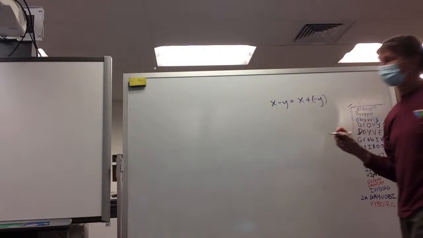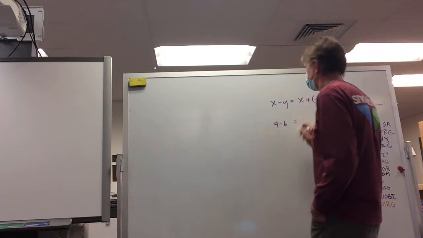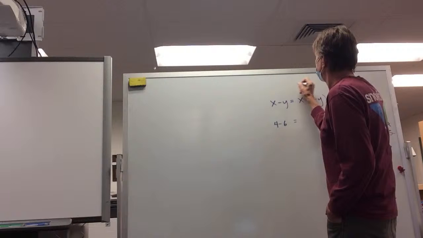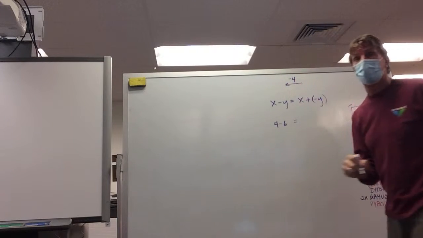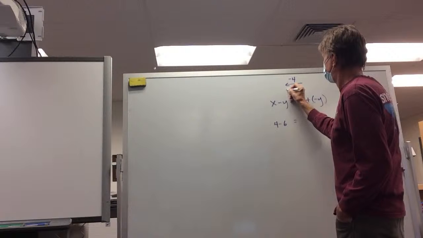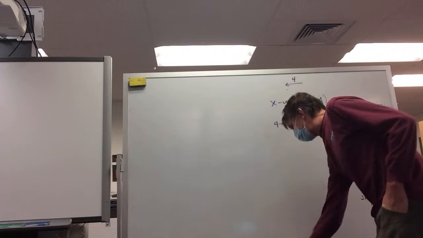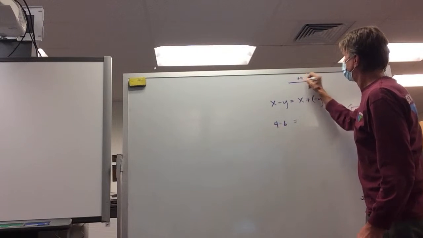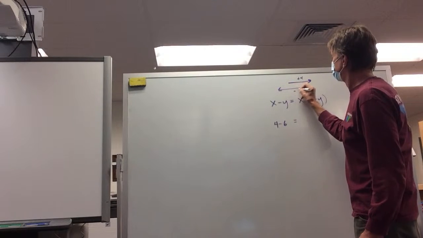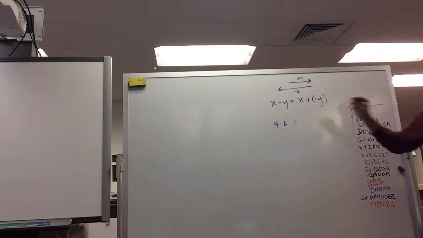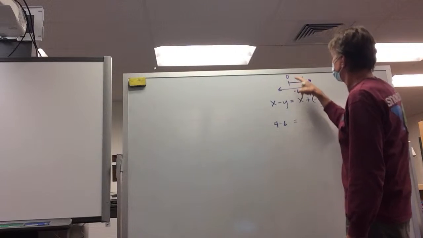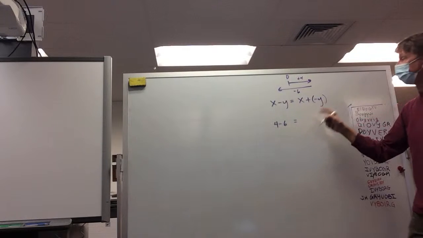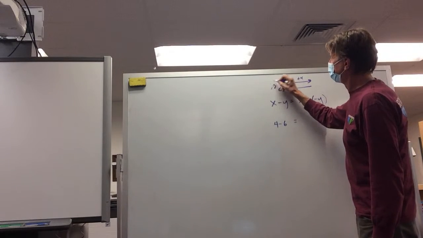So let's use numbers. Let's do 4 subtract 6. If we draw 4 subtract 6 on a number line, we would move back 4, and then we would move, I'm sorry, what am I saying? No, we wouldn't. We would start with a positive 4. So we go positive 4, and then we would go back 6. If that's 0, we move forward 4, and then we go back 6. That's a negative 2. So this is a negative 2 for an answer.